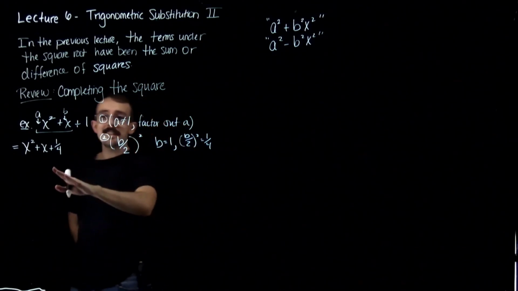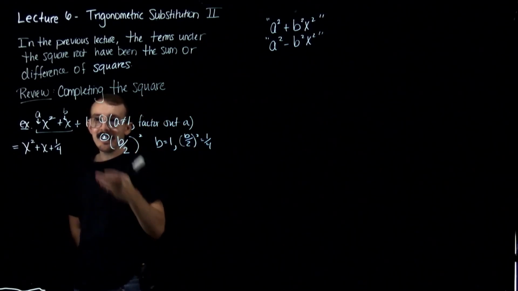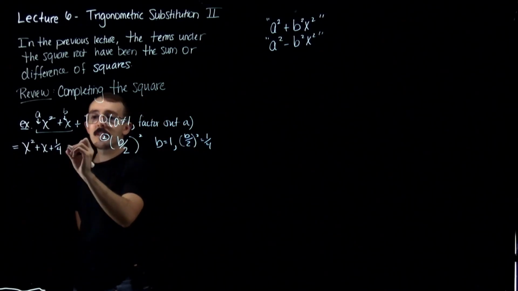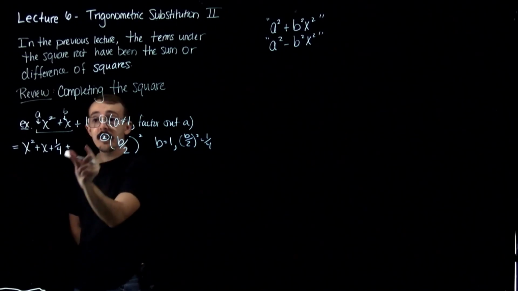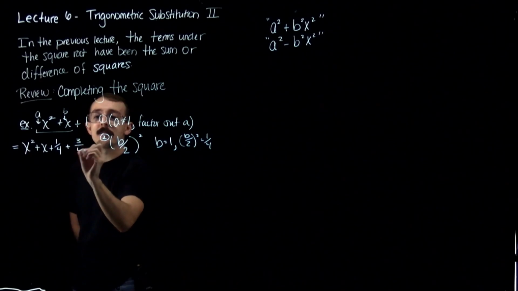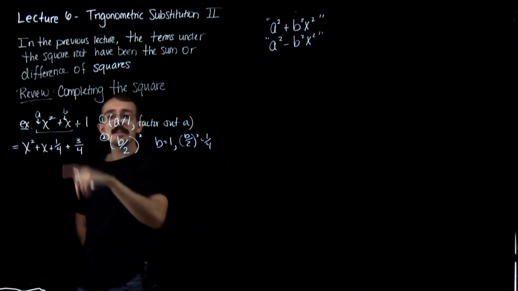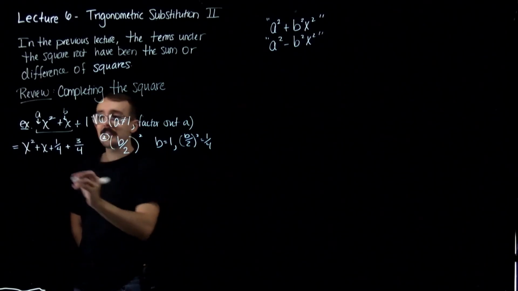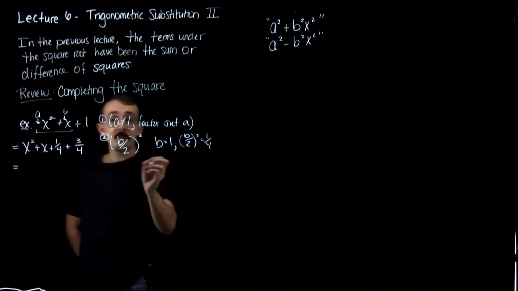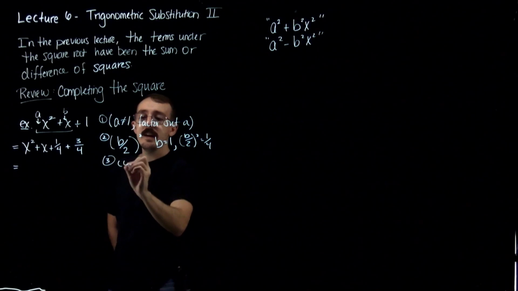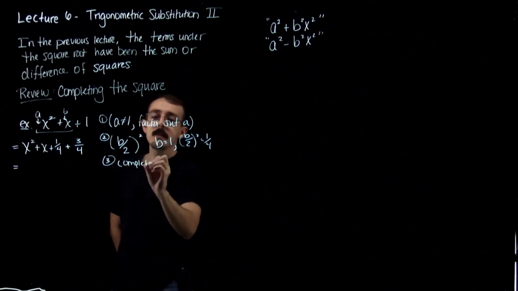Now I need this to equal the original expression, right? They're not equal right now. What would I have to add or subtract to get to 1 again? Well, it would be 3/4, right? And then I have the thing I started with. So make sure you have the thing you started with. And now, once you've added on this special term, you can go ahead and you can complete the square.